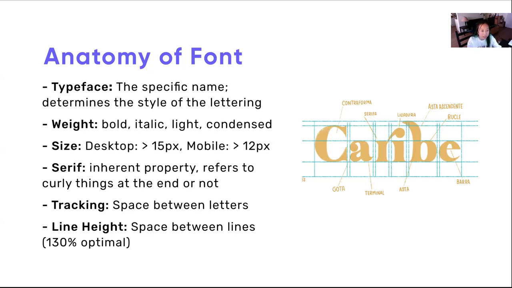And then serif is a property of a font. So fonts that are sans serif basically just mean they don't have curly things at the end. Sorry, that's a little bit bad wording, but Times New Roman is a serif font, and they have these little things at the end of each stroke. And then sans serif is like this font, for example, where it's just a line.